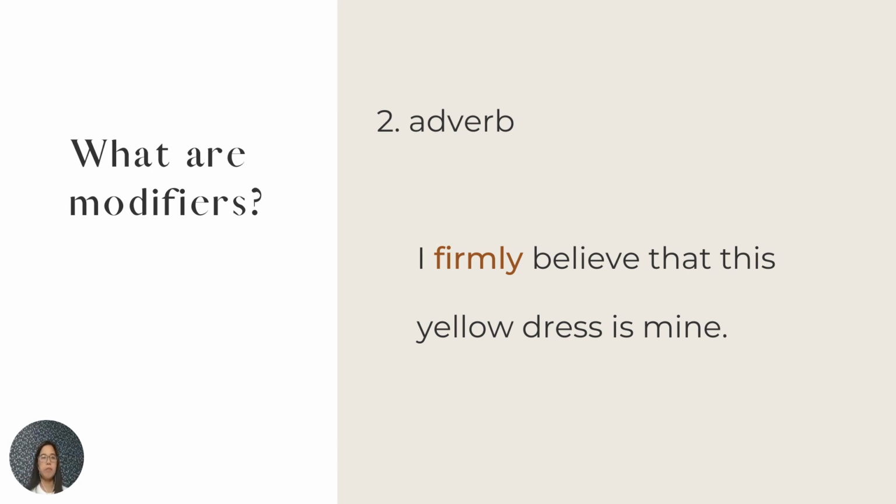Adverbs can also be used as modifiers. In this example, I firmly believe that this yellow dress is mine. The adverb here, firmly, modifies the verb believe, and this is used to emphasize that I have no doubts, I have no second thoughts about it. I firmly believe that this yellow dress is mine. I'm sure.